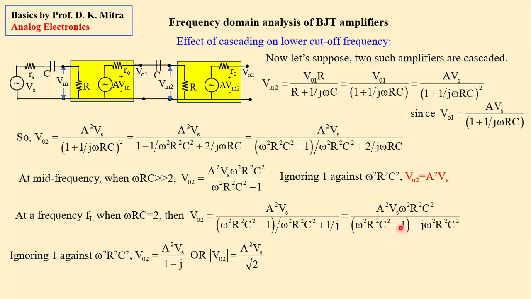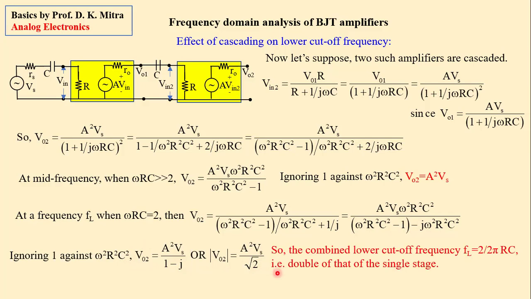Now again, this 1 is ignored against omega square R square C square. So what you are left with in the denominator is omega square R square C square minus j omega square R square C square, and in the numerator you also have omega square R square C square. So you really have A square VS divided by 1 minus j, and its magnitude is A square VS divided by root 2, right?